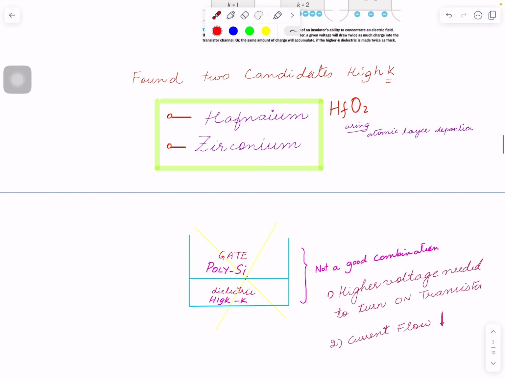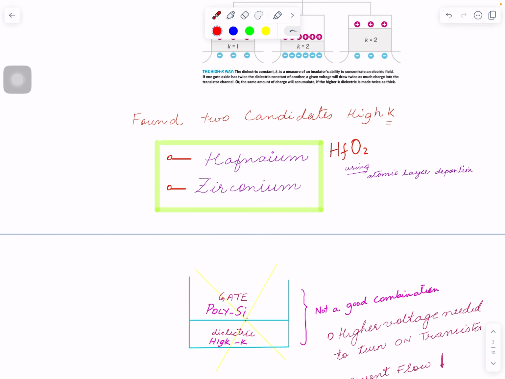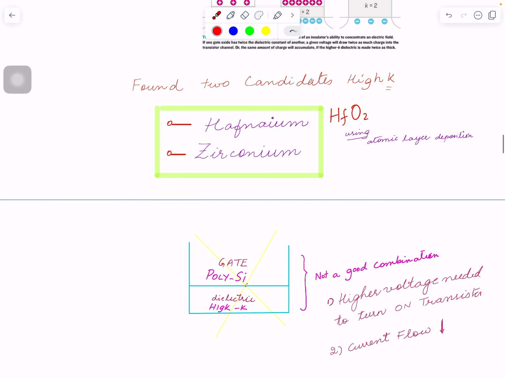Okay, but finding the high-K dielectric was half of the battle, as mentioned in that paper. What they found out was that when they used that high-K dielectric and put their usual polysilicon gate on top, there are problems. The first problem was that in order to get a similar current, the threshold voltage increased quite a bit. And you know that's not good for performance.